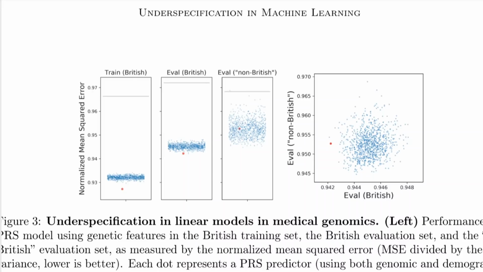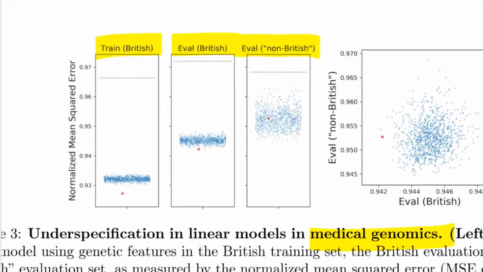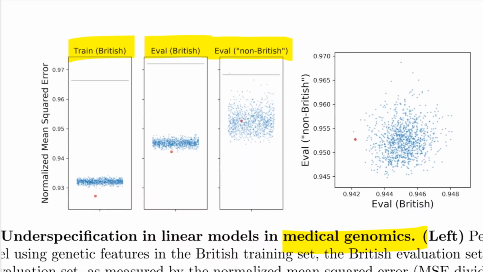So this is a medical genomics example where you can see the training data. They have training data, they have evaluation data that comes from the same distribution, and then they have evaluation data that comes out of distribution. So this is more like a domain drift, domain shift example, okay? And our question is going to be, how do these things relate?